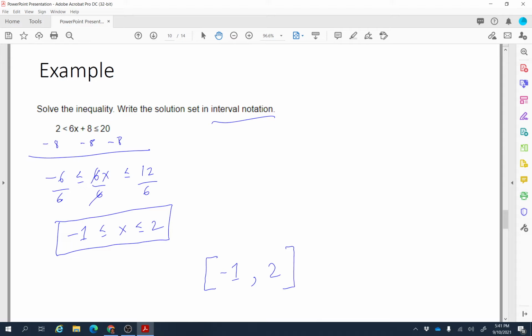Remember, if there is an equality sign, you use the bracket sign. If there is no equality sign, then you just use the parenthesis. And this means the solution for this problem is any real number in between negative 1 and positive 2. Remember, if you look at the real number line, negative 1, 0, positive 1, positive 2, there are infinitely many numbers in between negative 1 and positive 2. This is how you write interval notation.